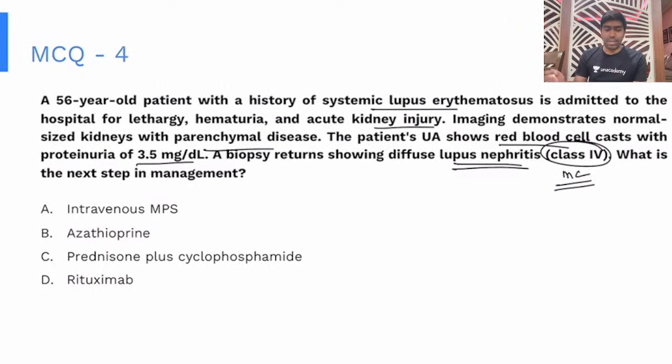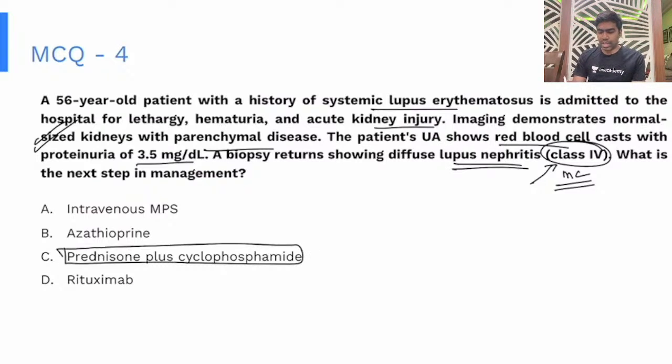So here the patient is actually having a class 4 lupus nephritis, which means this patient is typically having a nephritic presentation. So definitely I'm going to use a corticosteroid plus cyclophosphamide for induction. But you have to understand that the alternative to cyclophosphamide will be mycophenolate mofetil. So MMF also can be used as an alternative to cyclophosphamide. Azathioprine is a typical maintenance regime, so I'm not going to use it for induction.